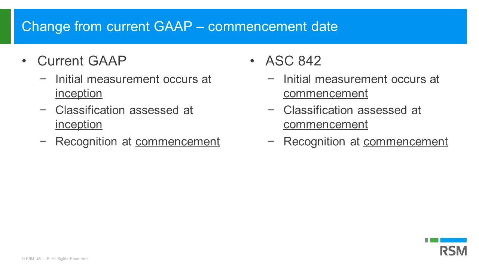Current GAAP: initial measurement occurs at the inception. Classification assessed at inception. Recognition at commencement. So even though that's current GAAP, that's kind of the way it was historically done in the past. Going forward, under 842, the initial measurement occurs at commencement. The classification is assessed at commencement, and recognition is at commencement and not at inception like it was under the old GAAP.